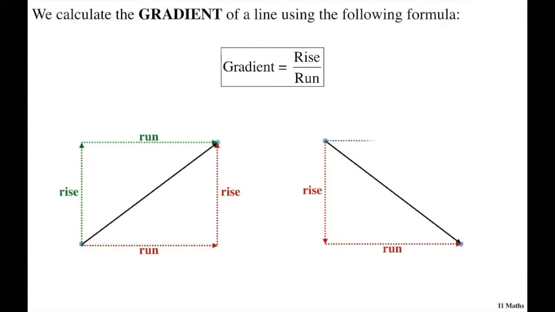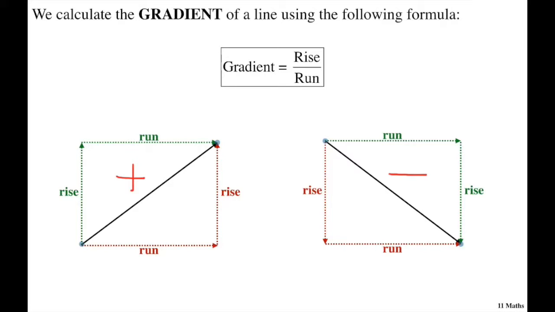Alternatively, we could have done our run first, which is still positive because it's to the right, or we could have done our rise second, which is still downhill, so it's still a negative value. When we look at these two different scenarios, in the first line the rise and the run are both positive, and a positive over a positive is a positive. In the second scenario, the run is always positive, but the rise is negative, and a negative over a positive is a negative.